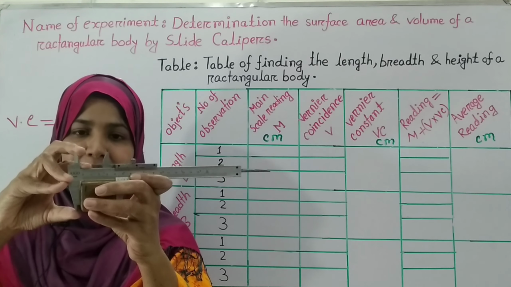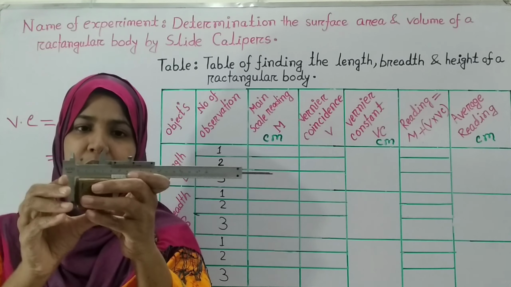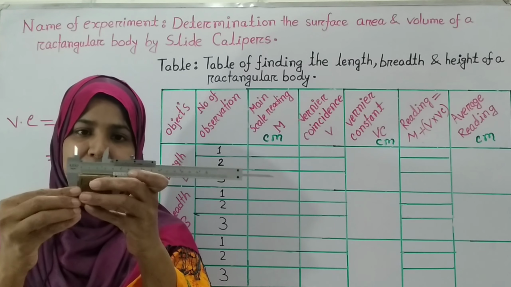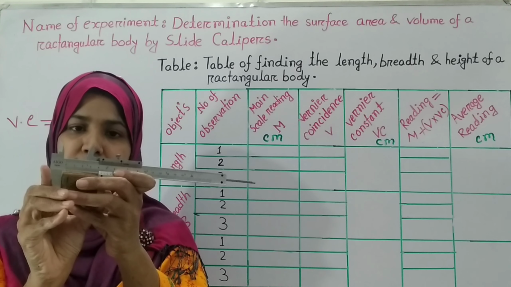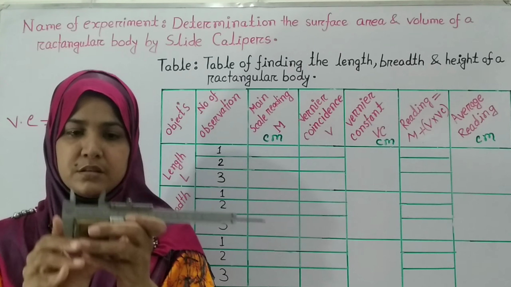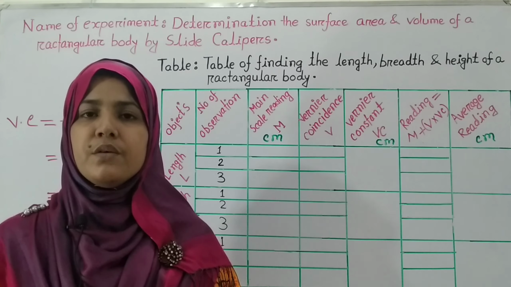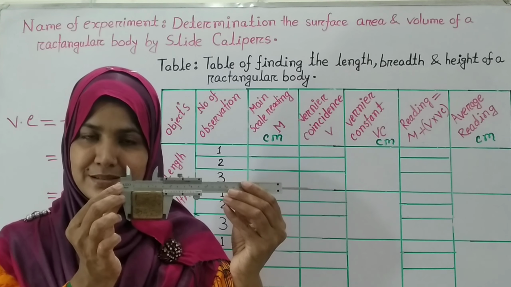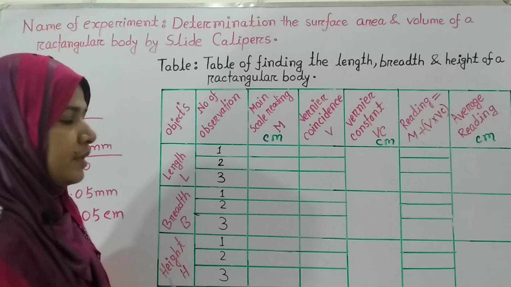So how can we fix that? By moving this screw we can fix the object between the two jaws. Now the object is fixed. Now I am going to take the reading of this scale. Firstly I am going to take the reading of the main scale.